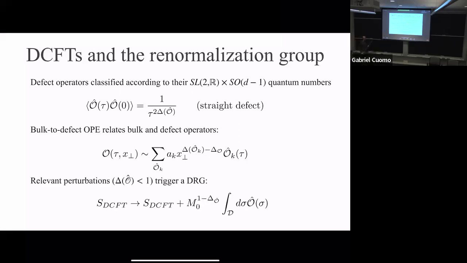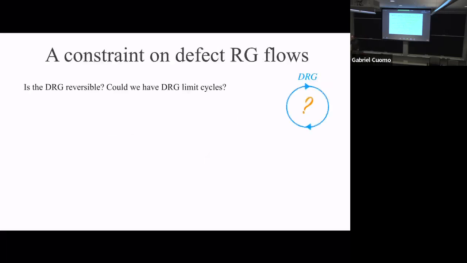And again, the formal way to trigger an RG flow is to add a relevant perturbation to the defect. And this is not such a theoretical construction. So a conceptual point that I want to make is that the defect RG flow also has its own monotonicity theorem. So the starting point and the final point of the defect RG cannot be the same.